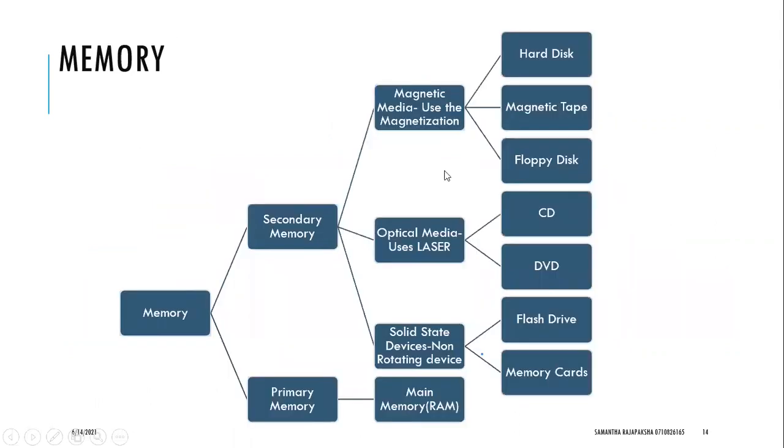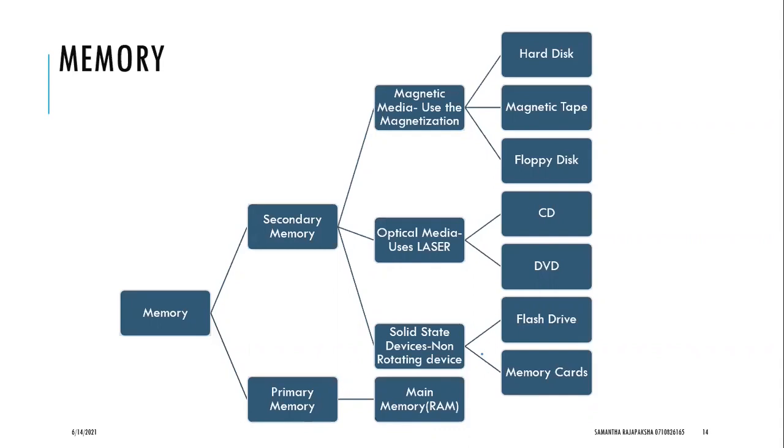Then remember, for memory we have primary and secondary. Primary memory is normally the main memory. Secondary means mainly the hard disk, CD, DVD. Now secondary storages are developed with three technologies. Initially, secondary storages were developed with magnetic media. That means to store the data, magnetization was used, like hard disk, magnetic tapes, floppy disk. Floppy disks nowadays we are not using because they are small.